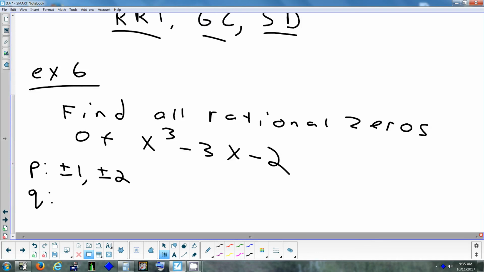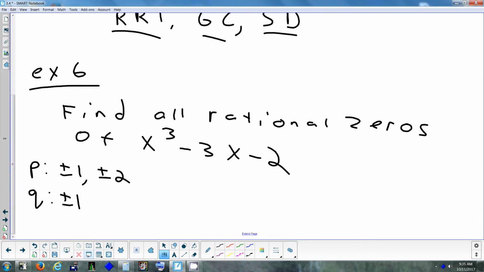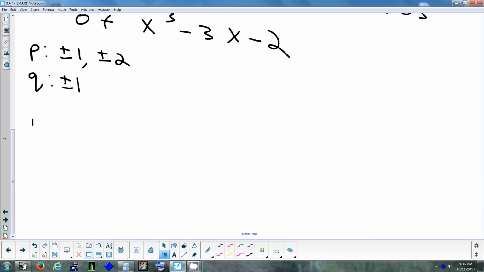What are all the factors of the leading coefficient? Yeah? Plus or minus 1. Just plus or minus 1. So we're not going to have a huge list this time. So I'm just going to put possible roots. Can somebody give me all the different possible roots with P in the top, Q in the bottom? Yep, Rebecca. Plus or minus 1 and plus or minus 2. Yep. Plus or minus 1, plus or minus 2. That's it. So there's only 4 options you need to look at.